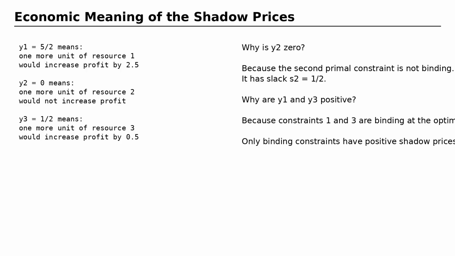A shadow price tells us how much profit increases if we get one more unit of a resource. So one extra unit of resource 1 increases profit by 2.5. Resource 2 adds nothing at the margin, so its shadow price is 0. One extra unit of resource 3 increases profit by 0.5.